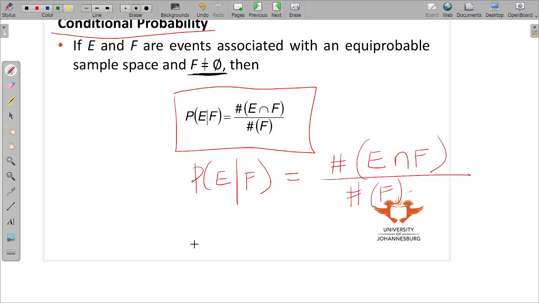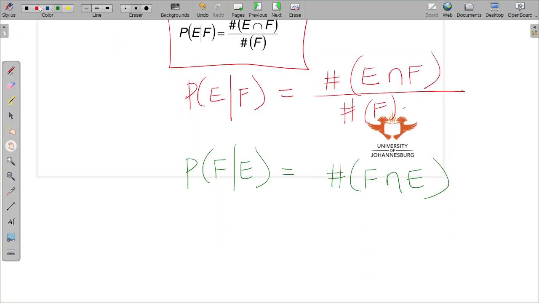But I will write another way now. Probability of F given E. Then this will be the number of F intersect E over the number of E. That will be if it is F given E. But take note that these intersections are the same. Either you say E intersect F or you say F intersect E, they are the same. They will get the same number. So please take note.